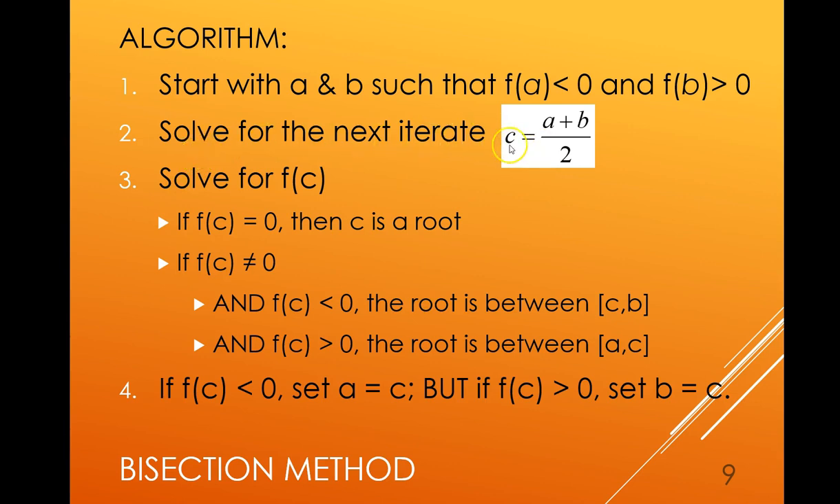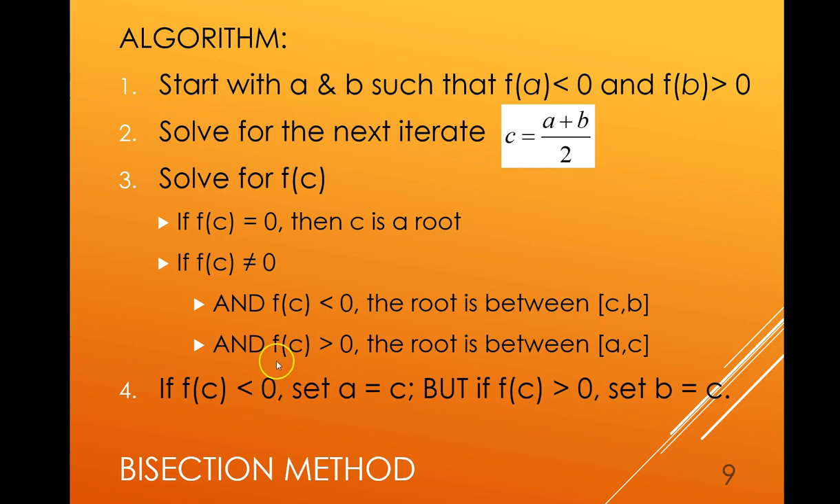So the midpoint, c, is basically (a + b) / 2. And then solve for the function f of c. So if f of c is 0, that means the c that you have solved for is a root. However, if it's not 0, if f of c is less than 0, the root is between c and b. So basically a was replaced because originally f of a here is the one that is less than 0.